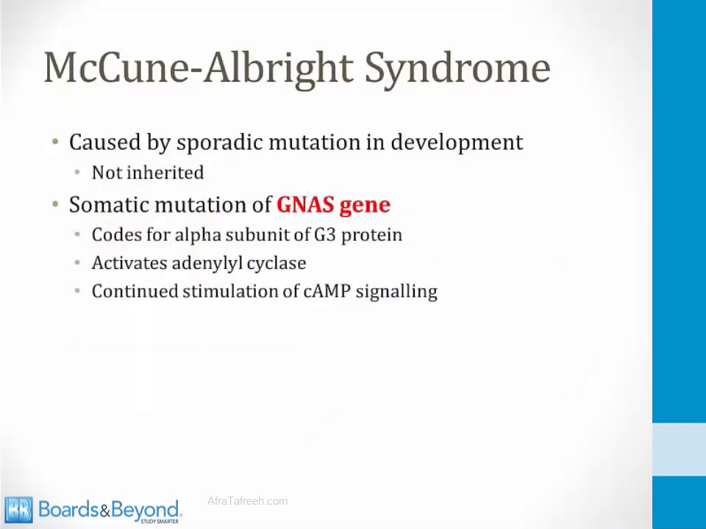McCune-Albright syndrome is caused by a sporadic mutation that occurs during development of the child. It is not an inherited genetic abnormality. The mutation that occurs is a somatic mutation of the GNAS gene. This codes for the alpha subunit of a Gs protein that activates adenylyl cyclase, and when this gene is abnormal, it leads to continued stimulation of cyclic AMP signaling more than is normal.